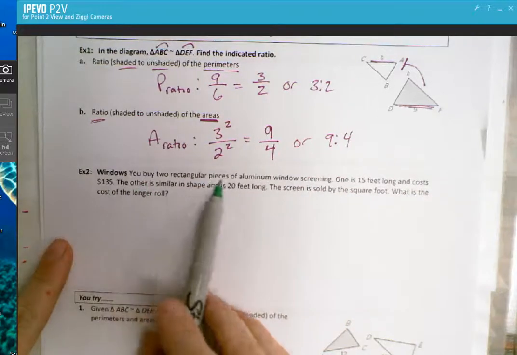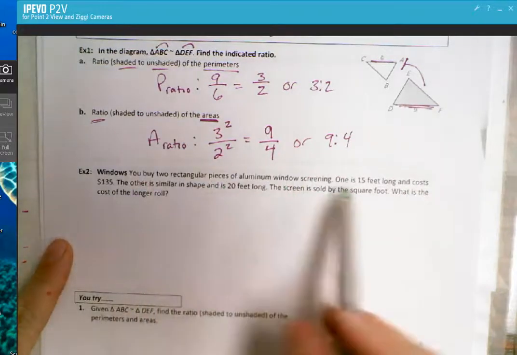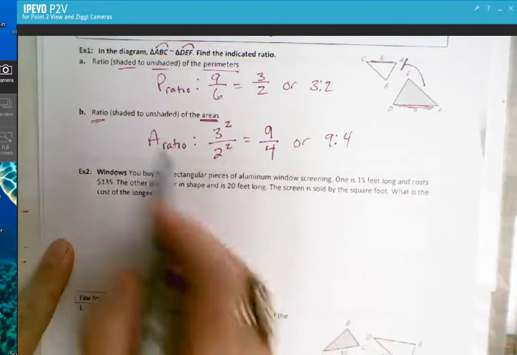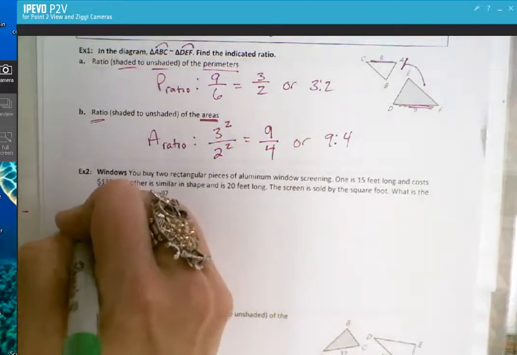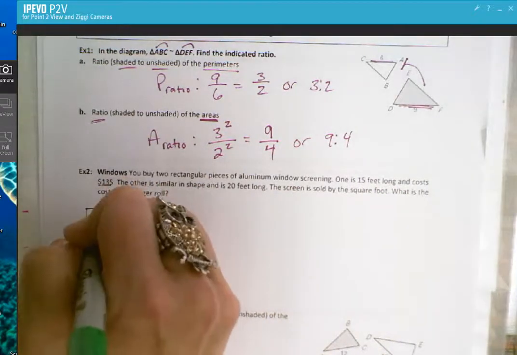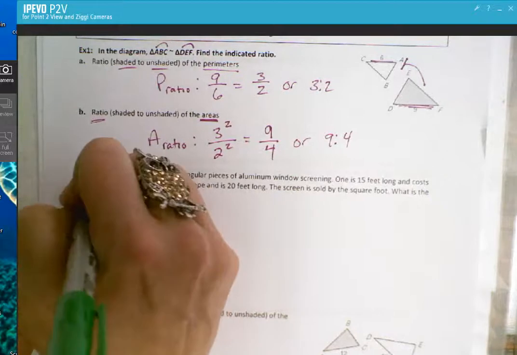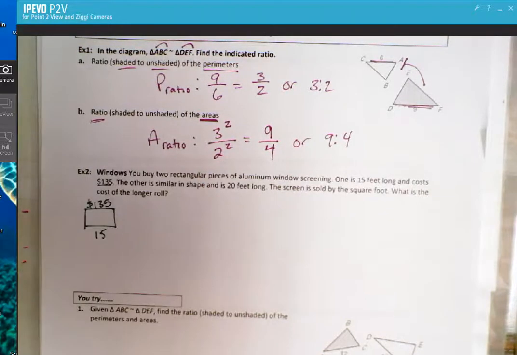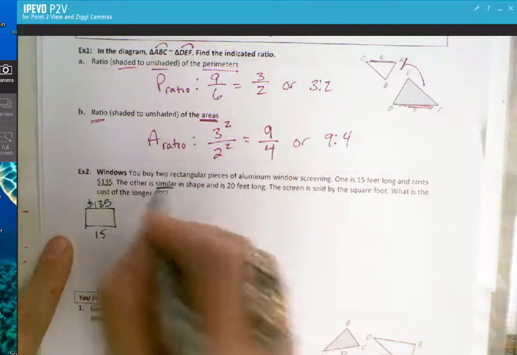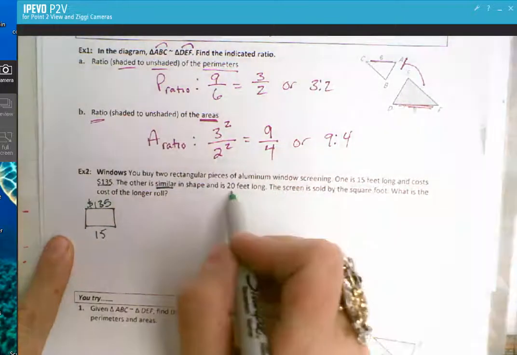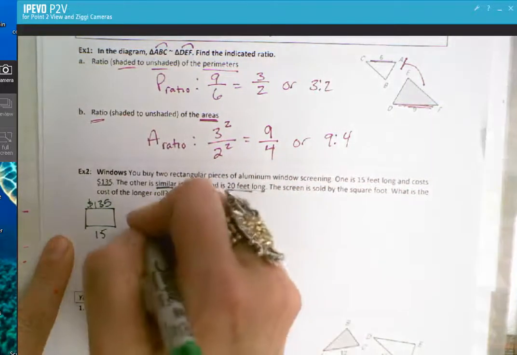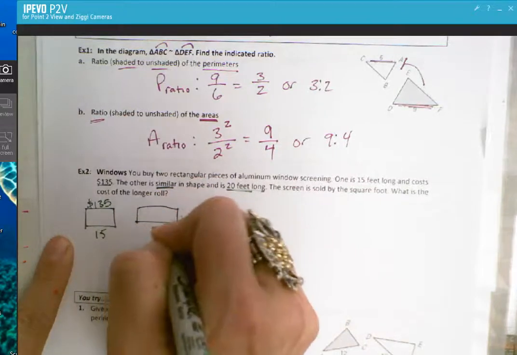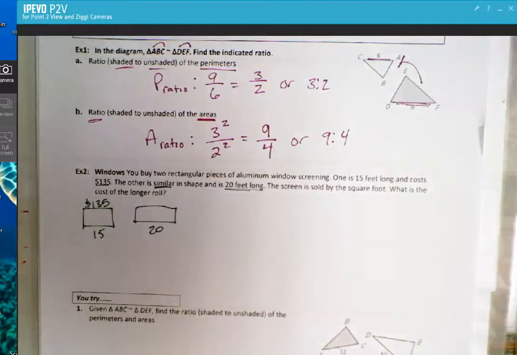You buy 2 rectangular pieces of aluminum window screening. One is 15 feet long and costs $135. So I'm just going to quickly draw a picture. I know I have 15 feet and it costs $135 to buy that rectangular piece of aluminum. The other is similar, so they're telling us there's a similarity ratio in shape, and is 20 feet long. So I know that's 20 feet long. The screen is sold by the square foot. What is the cost of the longer roll?